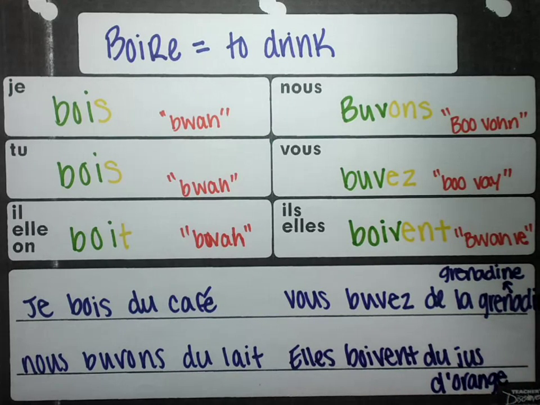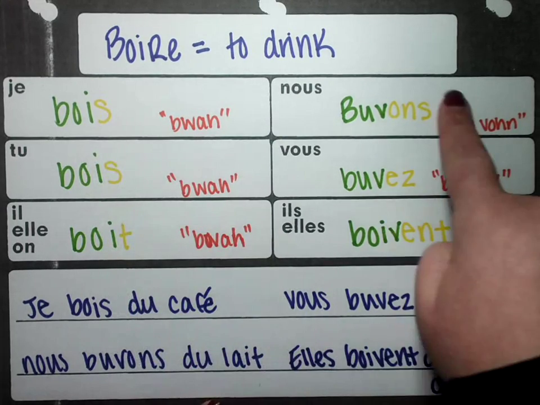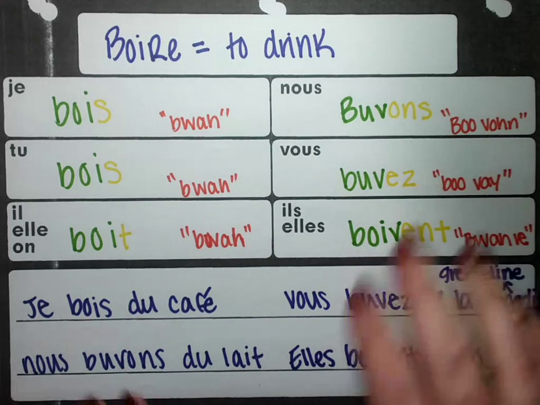All right, so that's it for boire and prendre. Hopefully, it's not super confusing. The boire is going to be a little bit hard just to remember the different stems, but really just go through and remember that these ones are all B-O-I. Nous and vous is B-U-V, and ils, elles plural is a mix of the two.